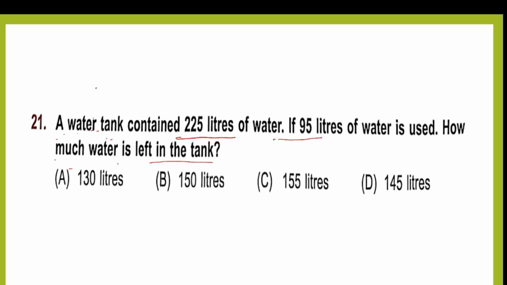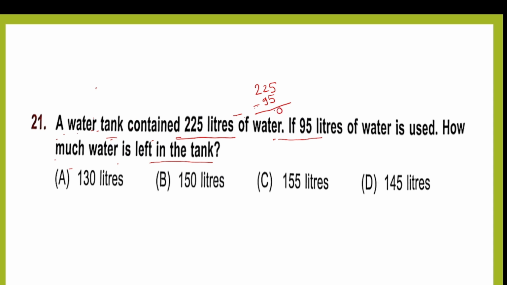So we are given a water tank which contains 225 liters of water. If 95 liters of water is used from these 225 liters, then we have to find out how much water is left in the tank. So we have to do 225 minus 95. So let's do the subtraction.